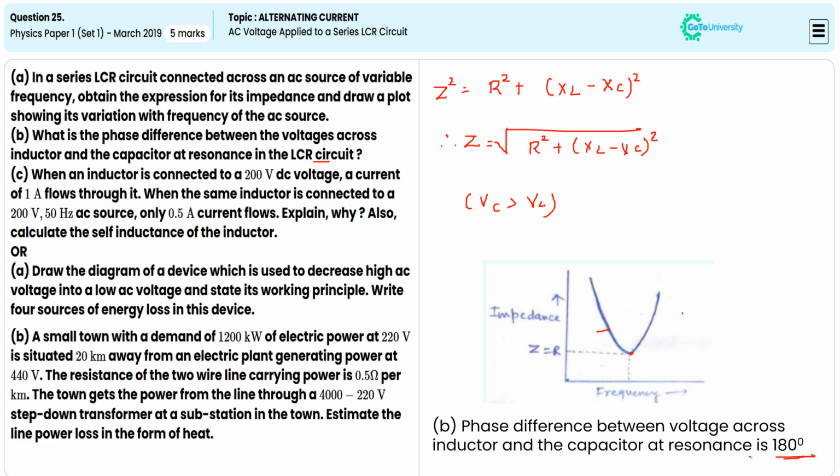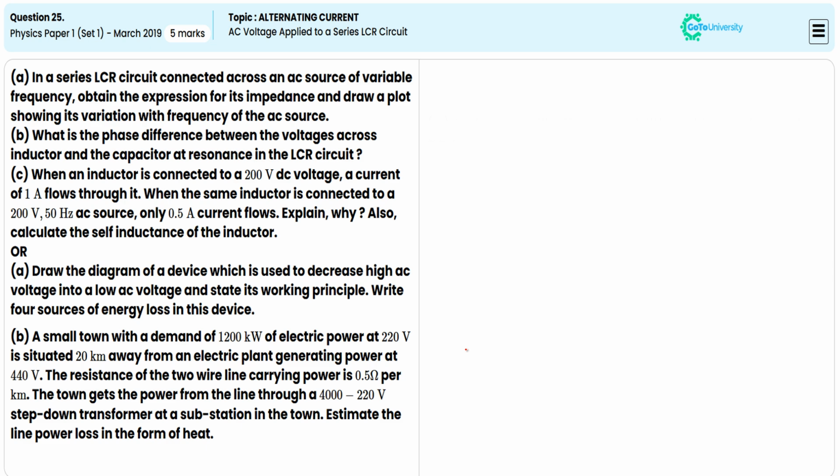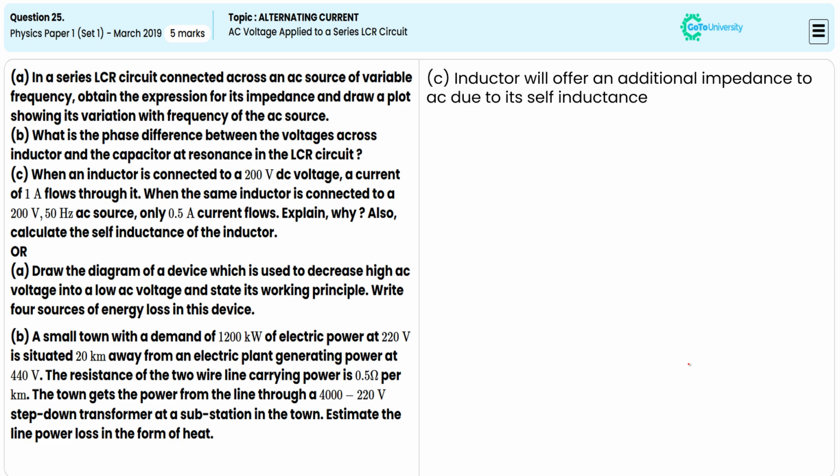Part C: when the inductor is connected to a 200 volt DC voltage, a current of 1 ampere flows through it. When the same inductor is connected to a 200 volt 50 Hz AC source, only 0.5 ampere current flows. Explain why. Also calculate the self-inductance of the inductor. This is because the inductor offers an additional impedance to AC due to its self-inductance.